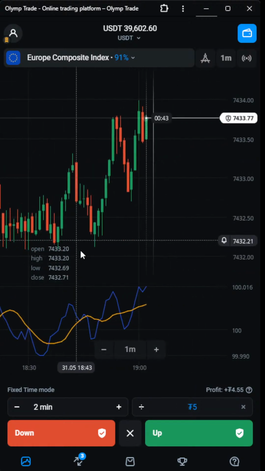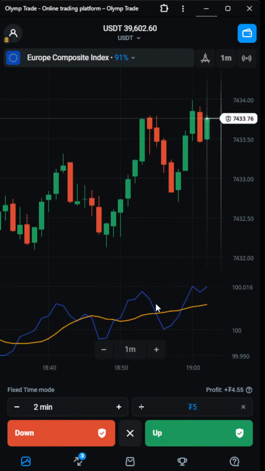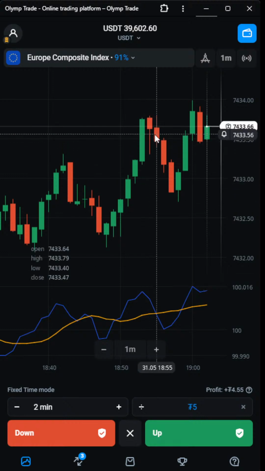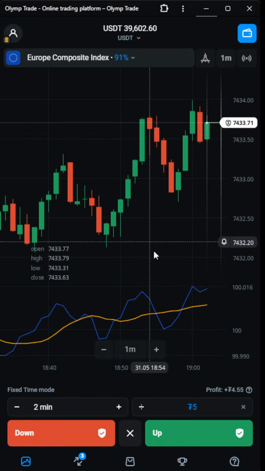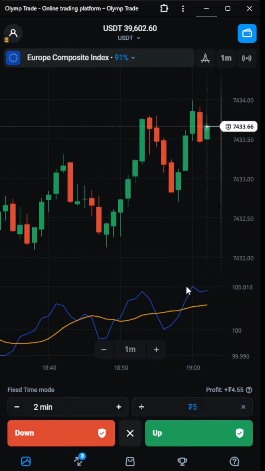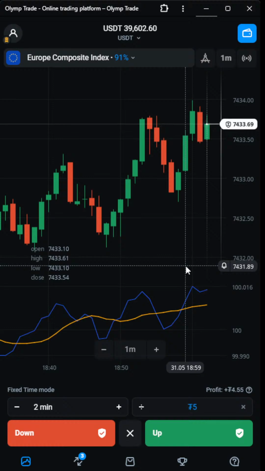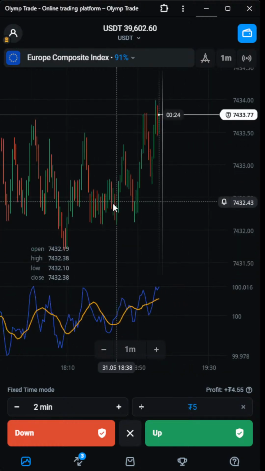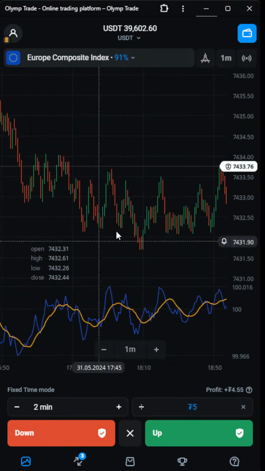Apart from this, there is another way to take the trade. We have to see whether there is a blue line crossing this golden line from top to bottom. At that moment, we can take a trade in the downward direction. And if the same blue line crosses this golden line from bottom to top, there we can take an upward direction trade. Is it confusing? Okay, let me tell you once again.